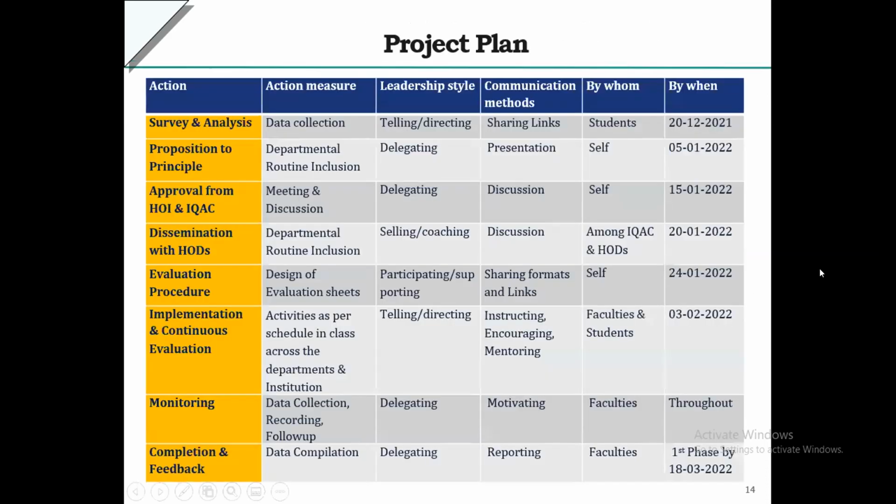So what we did basically is this. We initially did the survey and analysis myself through the students by sharing links, by telling and directing them. Proposition was a kind of delegation. The approval from my HOD was again delegation by myself. Dissemination with HODs was discussion. And for the evaluation procedure, I created the evaluation sheets. Also, I followed the previous evaluation sheets, which were generally followed in our flip classes. The implementation and continuous evaluation was again there, which was done by faculties and students later. And monitoring was of course done, because data collection and monitoring is one of the most important parts to really get some changes. Completion and feedback was the last part, which is actually ongoing.